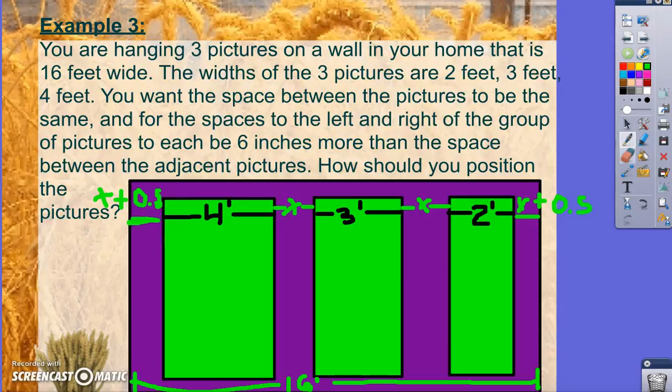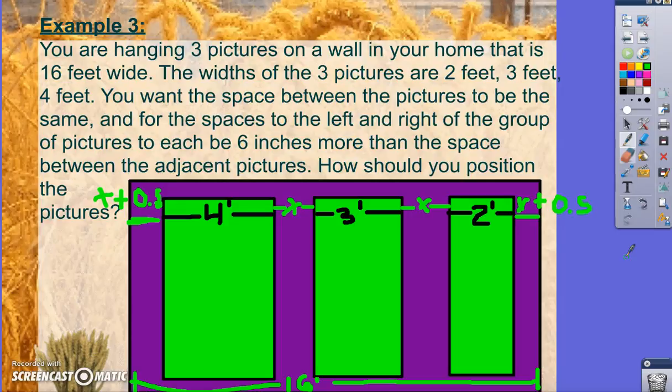All right, well, it's telling us 6 inches more. Now be careful, because what is everything else measured in? 16 feet, 4 feet, 3 feet, 2 feet. So it's half a foot or 6 inches. So I had to make sure I did that conversion there. Okay? Now, it says, how should you position the pictures?